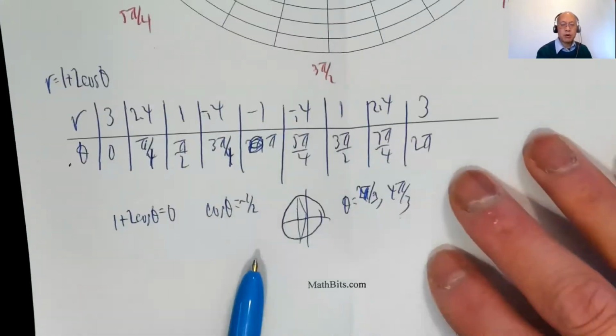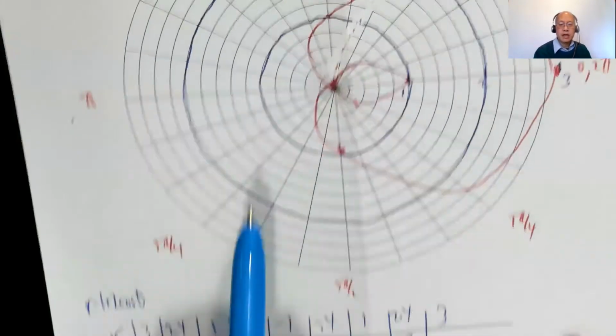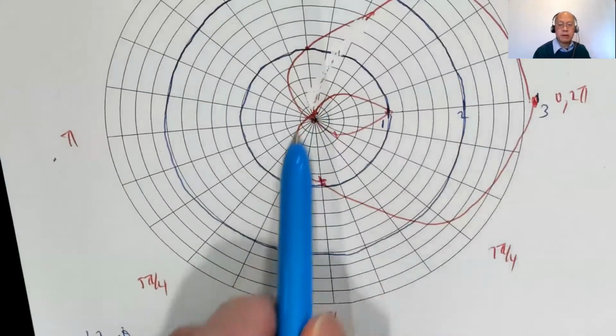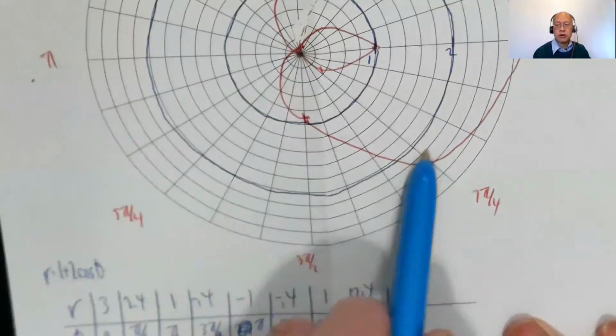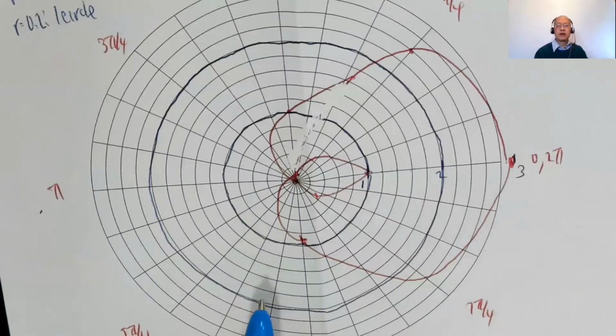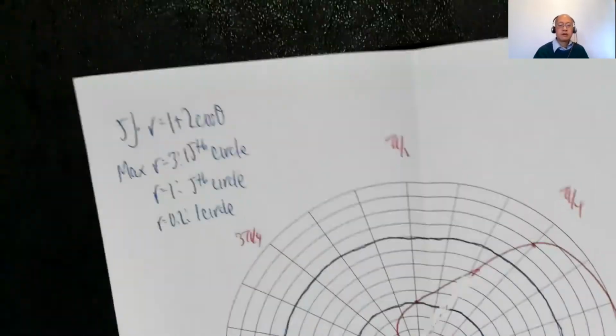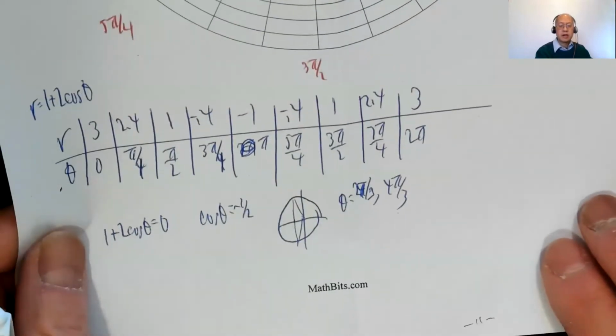Come back into the pole at 4 pi over 3. And by the time I reach 3 pi over 2, I'm coming back out to 1. And then 7 pi over 4, I'm back to 2.4, and then back where I started, way over here. So here's the graph. Here's the analysis at the top, and here's the table.